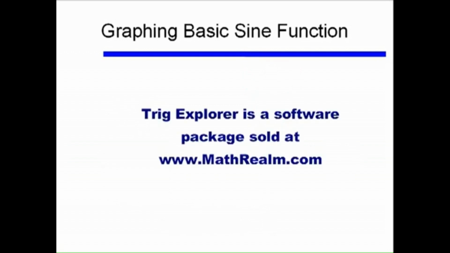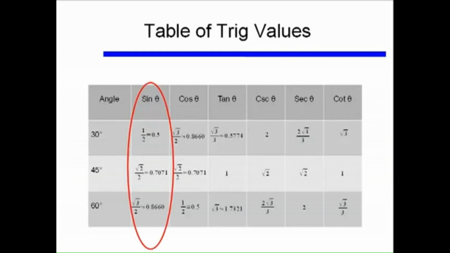Alright, well, let's look at graphing sine functions. I'm again going to be using Trig Explorer. Again, this is a software package available at www.mathrealm.com. Before I do that, though, let's go back to that table of trig values we talked about, I think back in video 5. If I have an angle of 30 degrees, 45 degrees, or 60 degrees, since we're looking at sine first, we've found that the sine of those values were 1/2, square root of 2 over 2, and square root of 3 over 2.